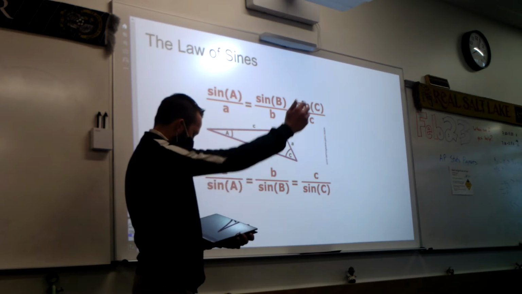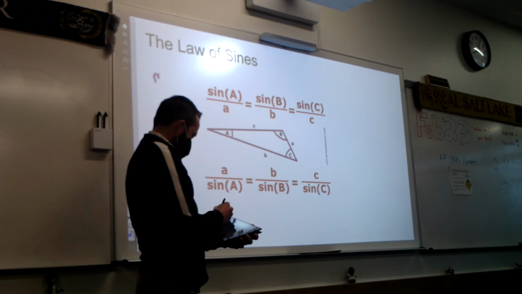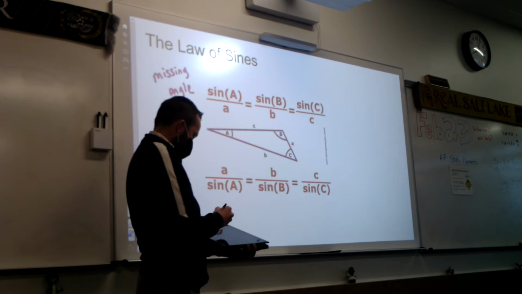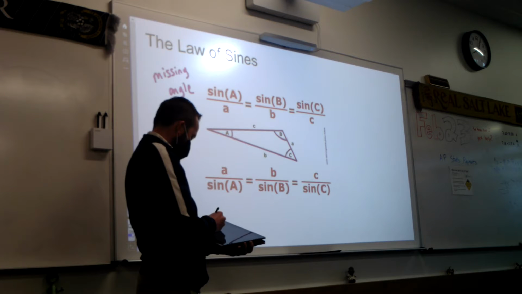So, if you are trying to solve for a missing angle, then you want the angles on top. And if you're trying to solve for a missing side, then you want the sides on top.